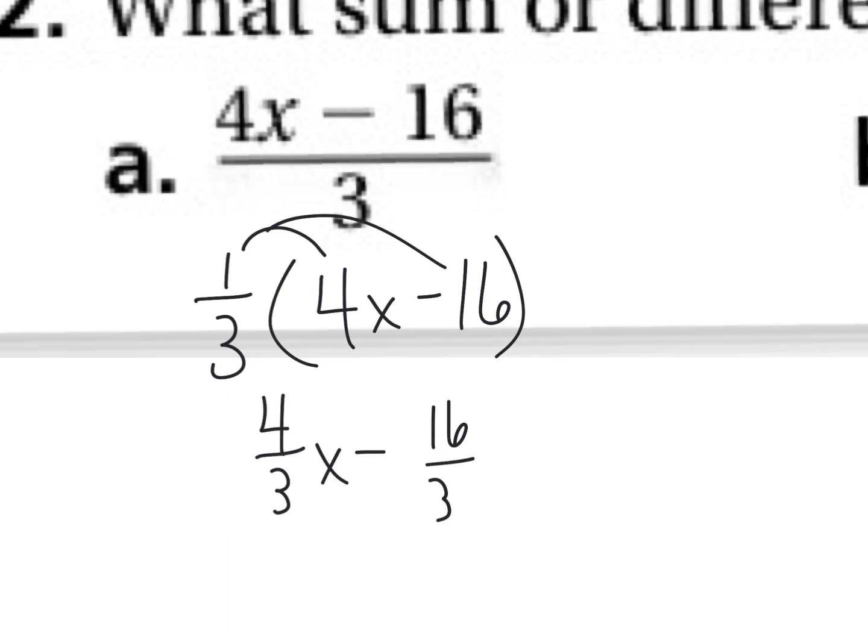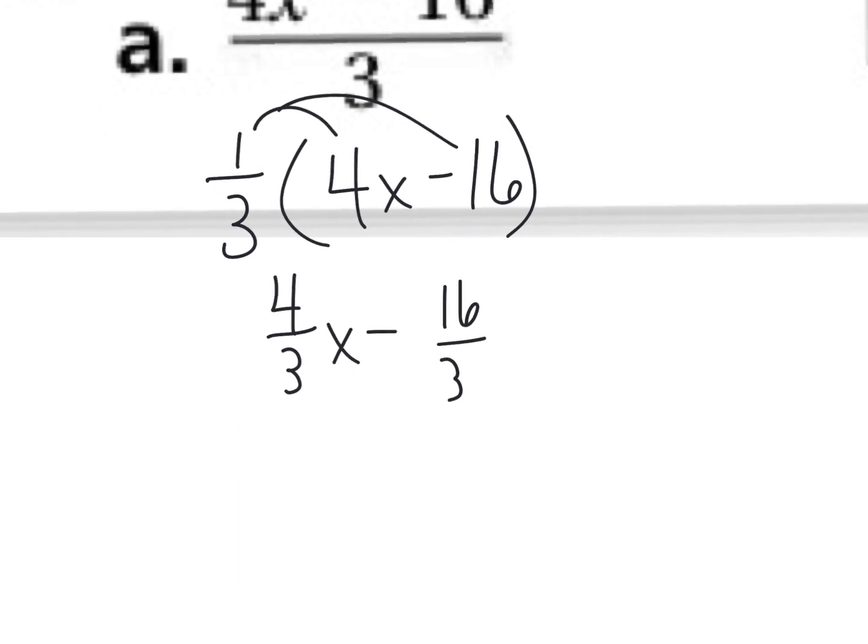Or otherwise, if you look back at the original problem, you could basically just take each one of those terms and divide by 3. And you can write this as 4x over 3 if you want. Okay.